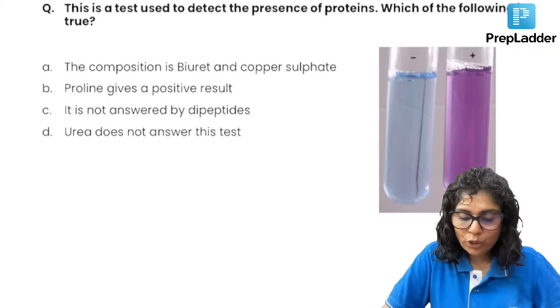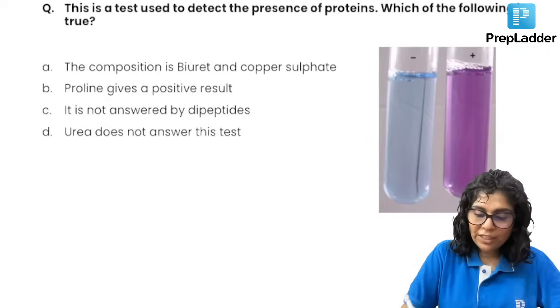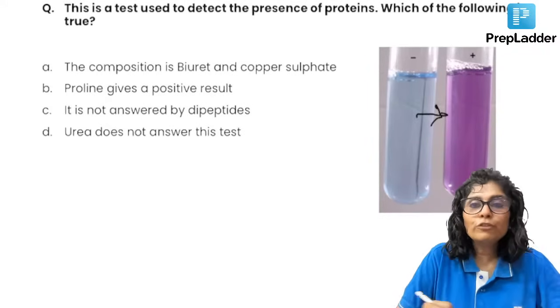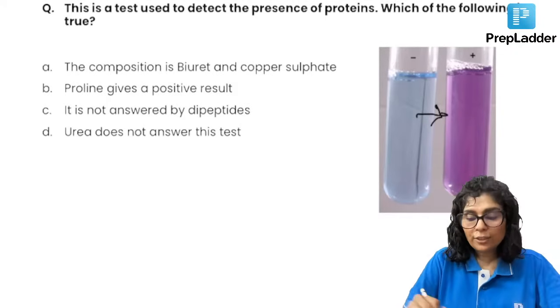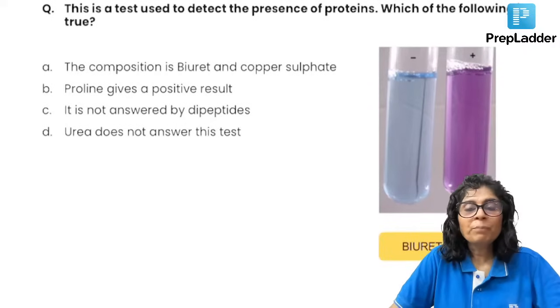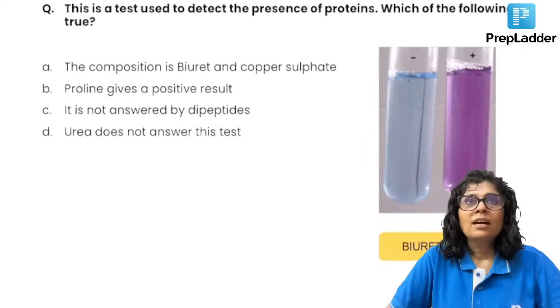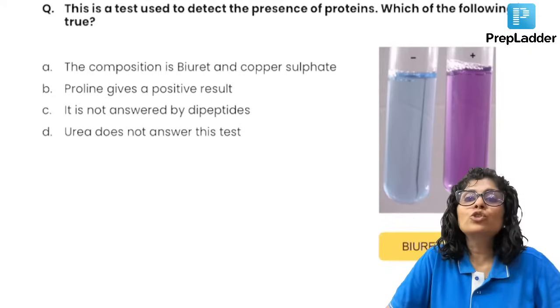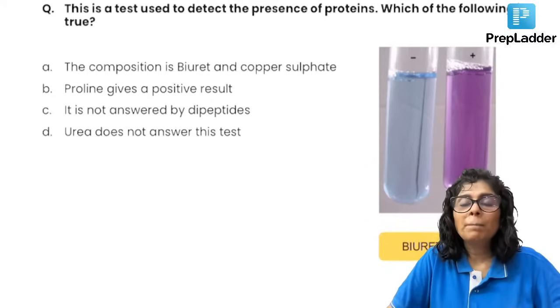This is a test used to detect the presence of protein. Can you all first tell me the test name? Which test is used to detect the presence of protein? Blue becomes purple. It is the Biuret test. The test that is shown here is the Biuret test. And the Biuret test is used to detect any compound which has 2 or more peptide linkages. Bi meaning 2.